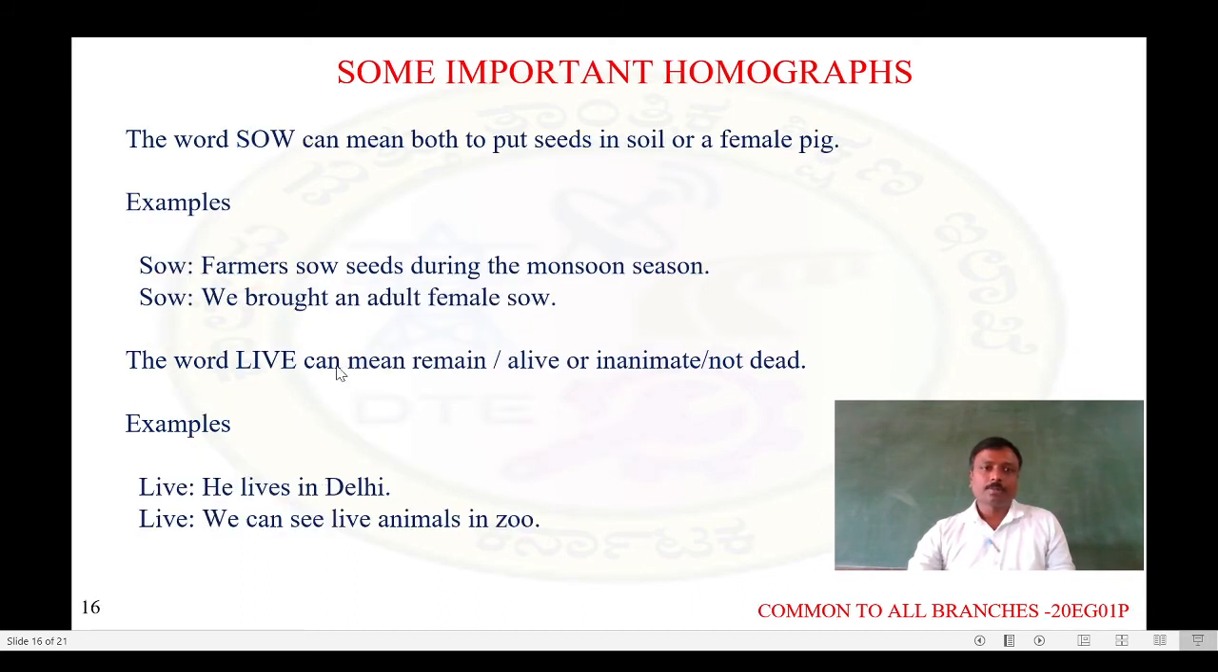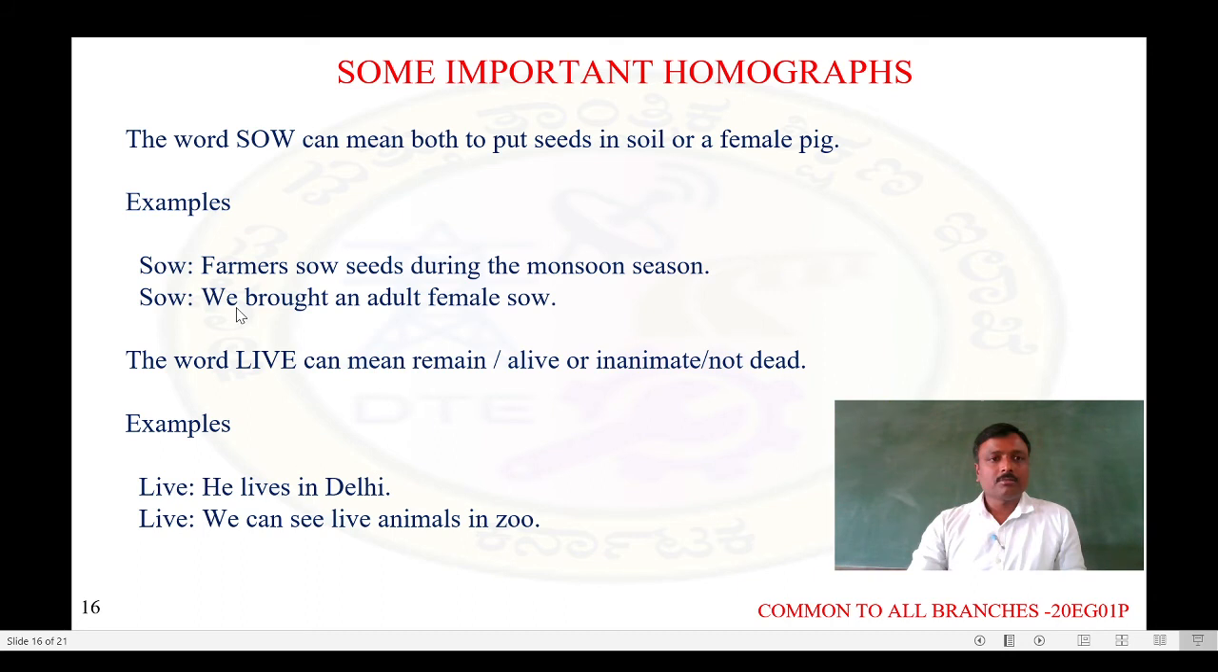So here we have two more examples on homographs. The word sow can mean both to put seeds in soil, or sow means a female pig. In two ways we can pronounce the word SOW. For example, farmers sow seeds during the monsoon season. Here sow means put seeds for future growth.